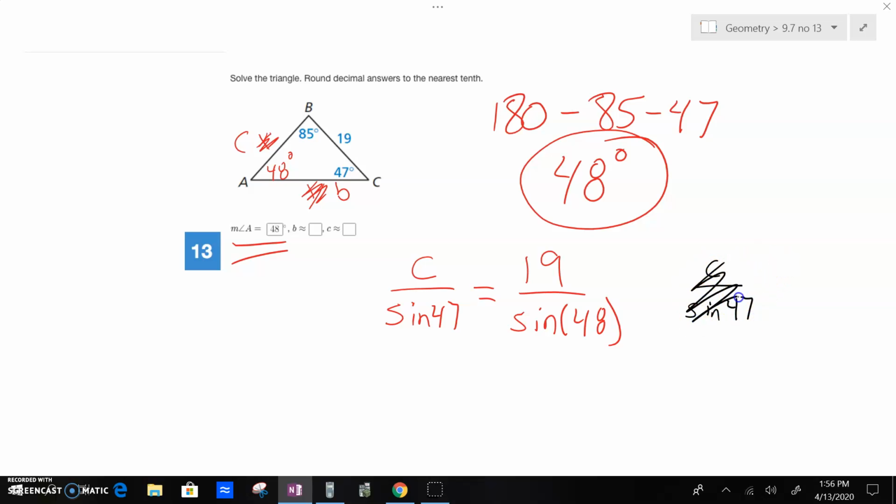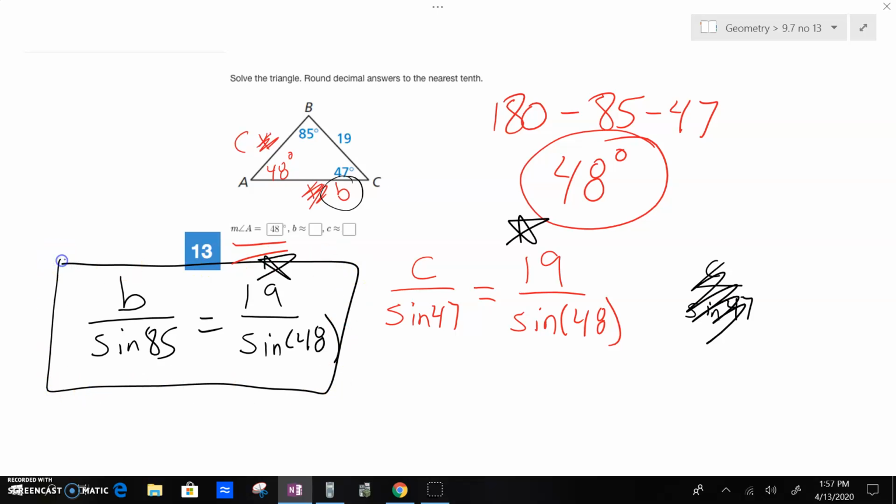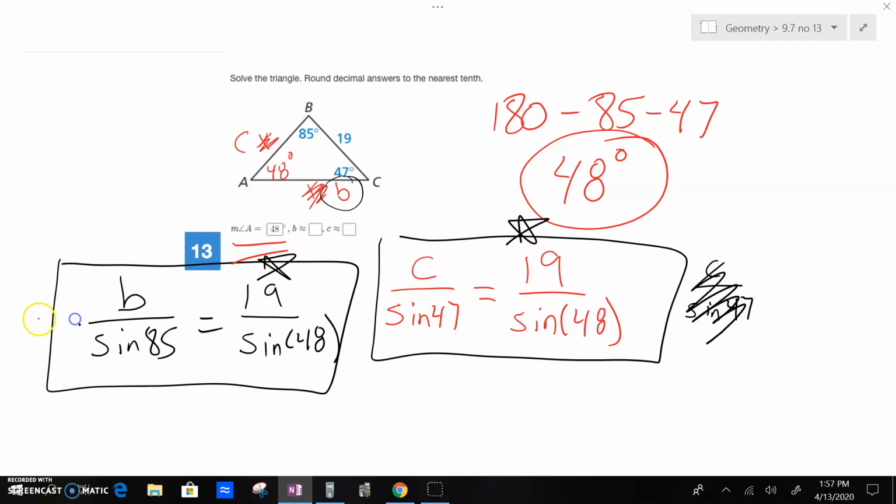And then we can actually, and I'll use a different color here, set up the same equation. Not C over the sine of 47, sorry, B over the sine of 85. So that's the side B we're trying to find, equals 19 over sine of 48. So we can actually set up two equations using this 19 over the sine of 48. So here's one equation, that'll find us B. Here's the other equation, that'll find us C. And then all we need to do with both of these is just multiply both sides. So we'll do the black one here first. Multiply both sides by the sine of 85.